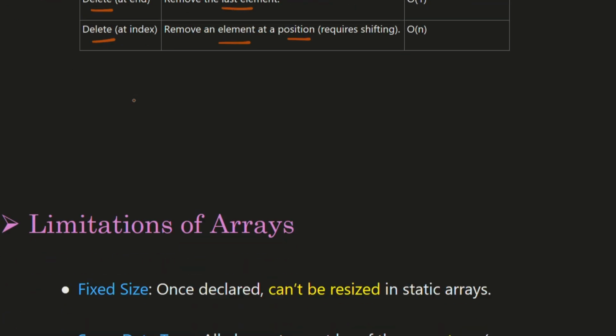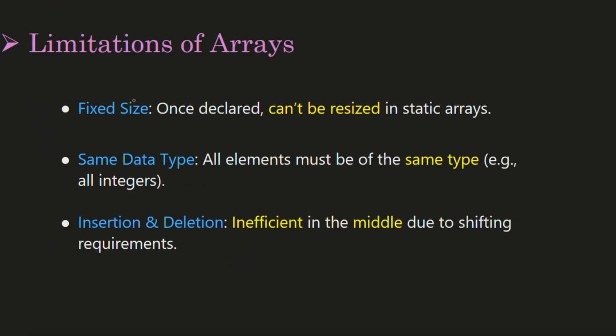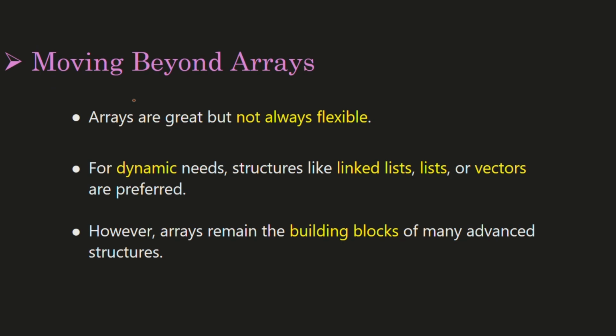Now let's be real: it's true arrays are powerful, but they have their weaknesses. First, they have a fixed size, which means once declared, the size can't be changed unless it's dynamic. Second, all elements must be of the same type. Third, insertion and deletion are tricky and slow if you do them in the middle. That's why in real applications, people sometimes move to more flexible structures like lists or linked lists. But arrays are still the foundation.